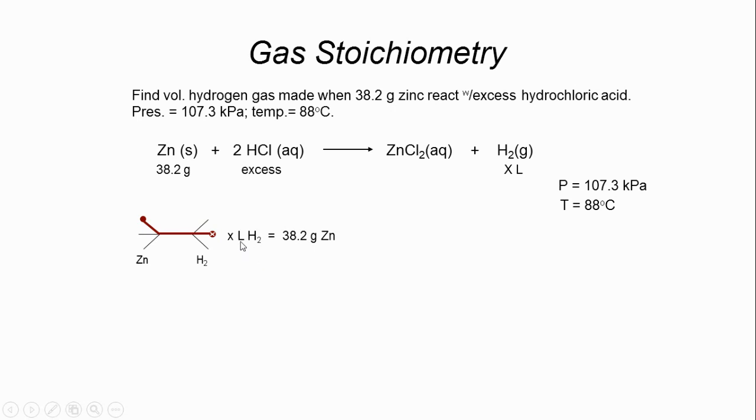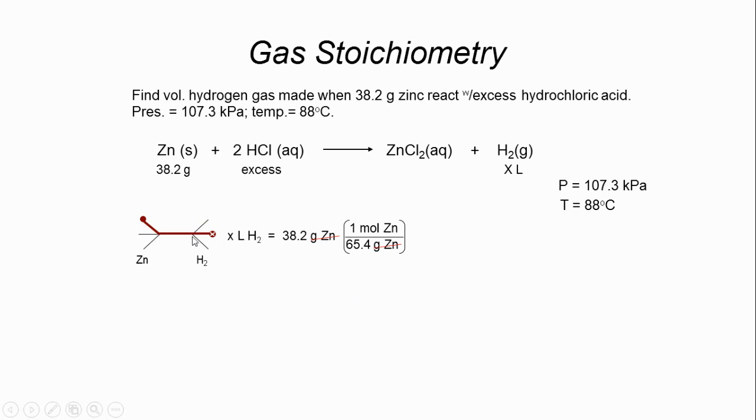Let's start this anyway. Let's figure out the volume of hydrogen gas if I start with 38.2 grams of zinc. My first step is to convert grams of zinc to moles of zinc, and that's pretty easy. I looked at the periodic table. 65.4 grams of zinc is 1 mole. Grams of zinc cancel, like that. I'm sitting right here now at moles of zinc.